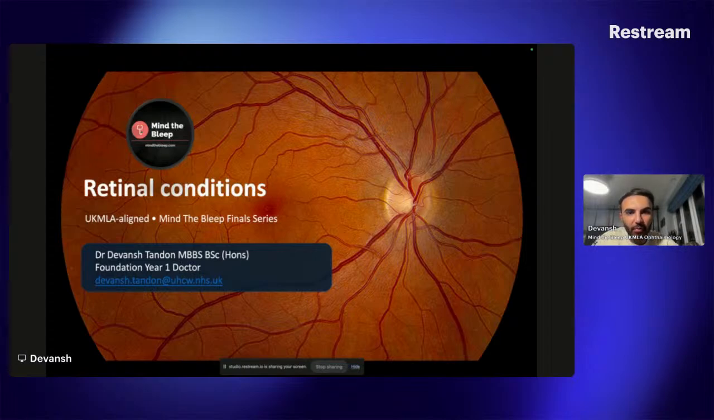For those that don't know me, I'm Devansh. I'm a foundation doctor based in the Midlands. I graduated from UCL in July 2025. I've got a strong interest in ophthalmology as well as other surgical specialties.